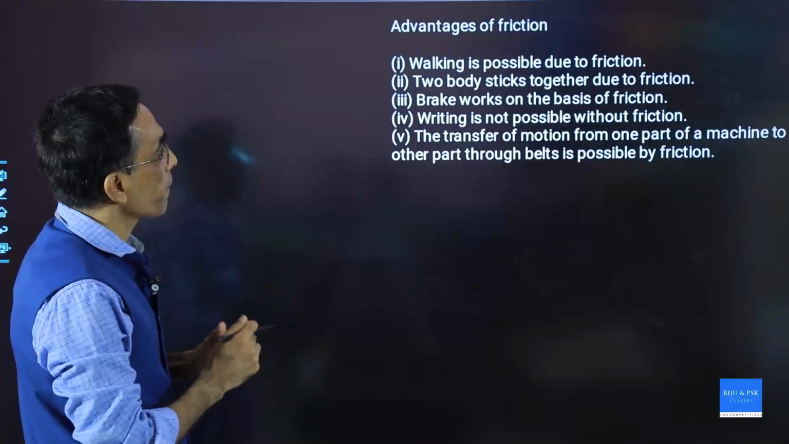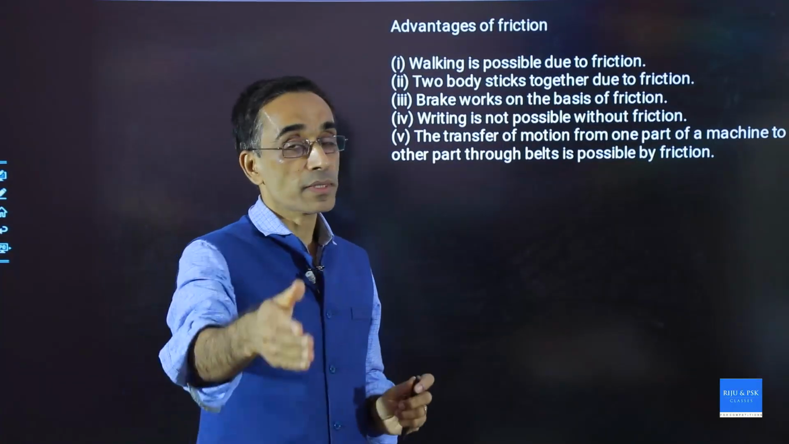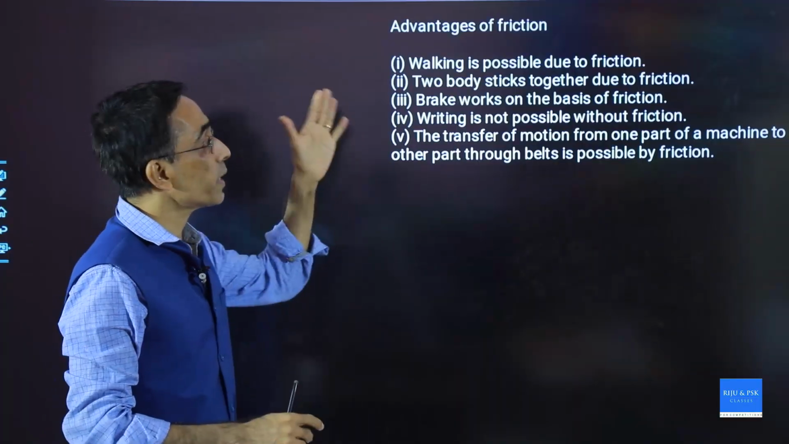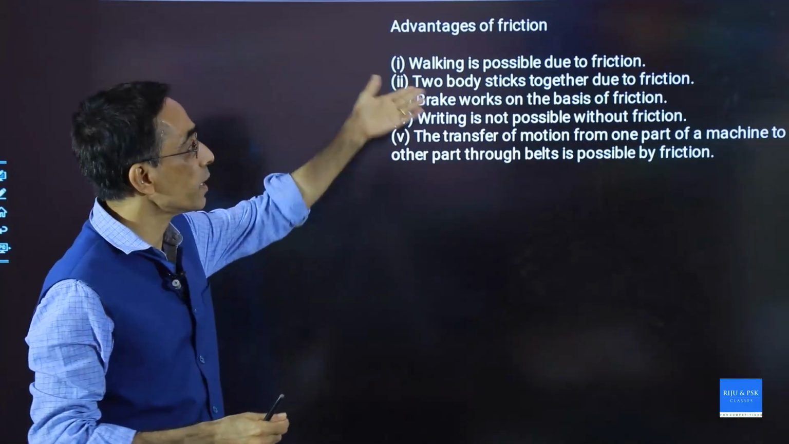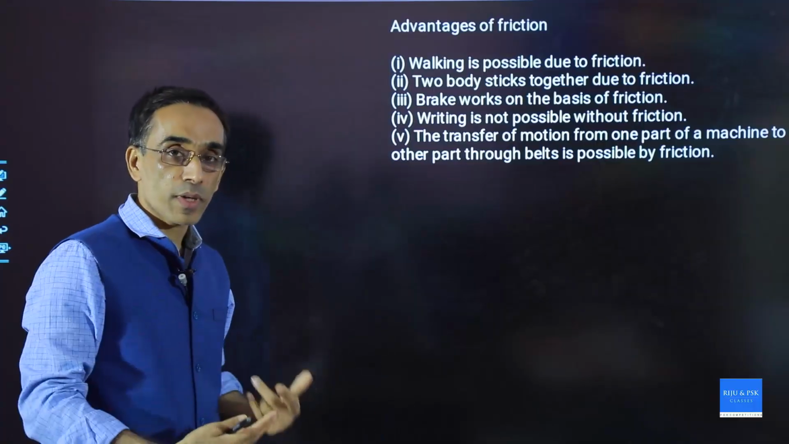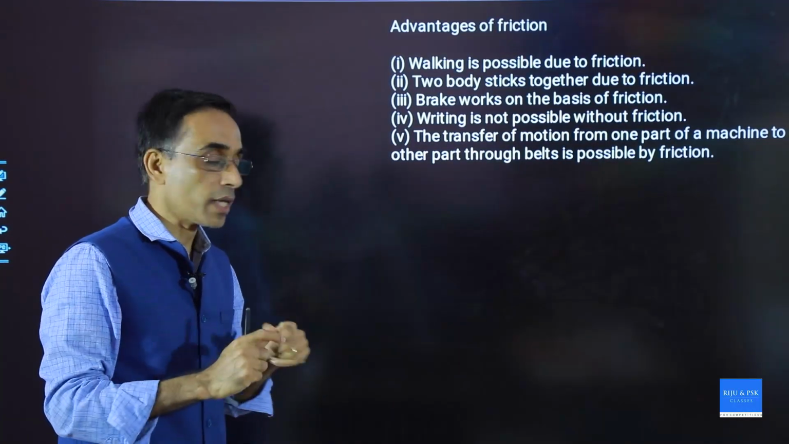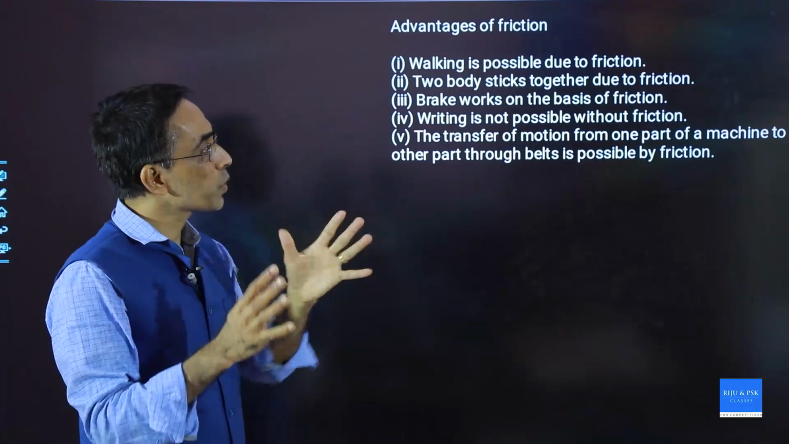Now, there is advantage and disadvantage of friction. This can be asked in theory examination. What are the different advantages of friction? We can see that walking is possible due to friction. If you want to walk, you need friction. On a slippery surface, you can't walk. Fine. The body sticks together due to friction.